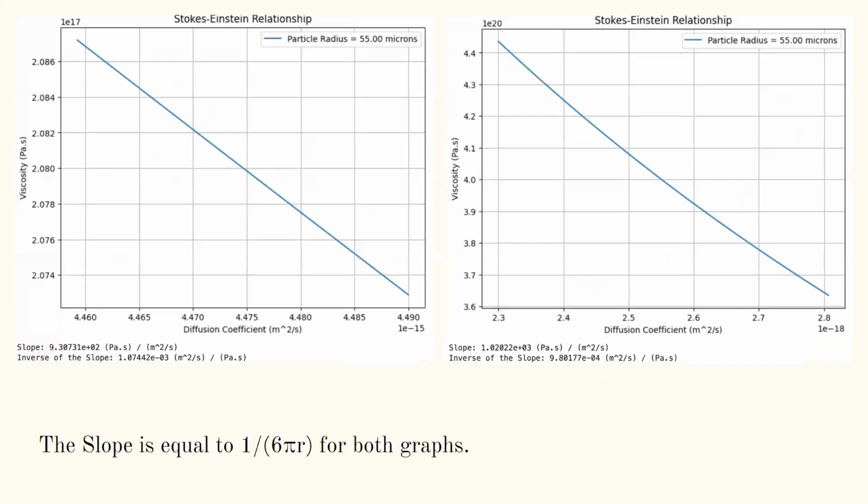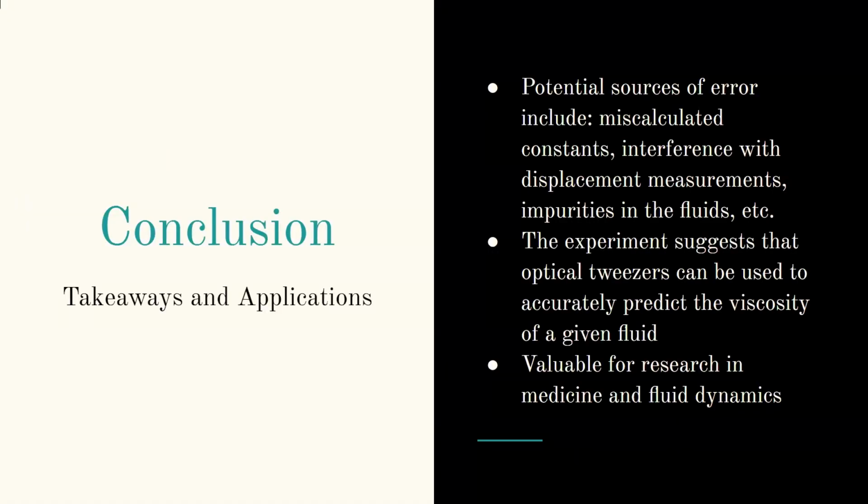And then next, we have our graphs of these slopes. The main focus of this is that the slope is equal to 1 over 6 pi r. So obviously the inverse of the slope is 6 pi r. So with r being 55 microns, you can see that we get pretty close estimates of what it's supposed to be from both of these graphs, telling us again that our data is at least valid and can be used to prove the Einstein-Stokes relationship.